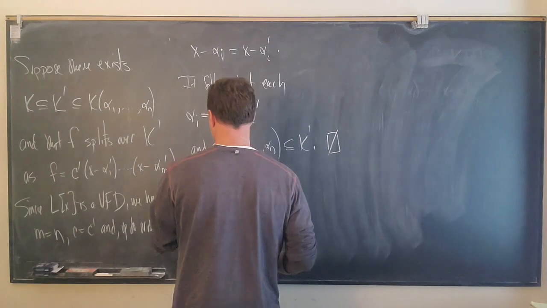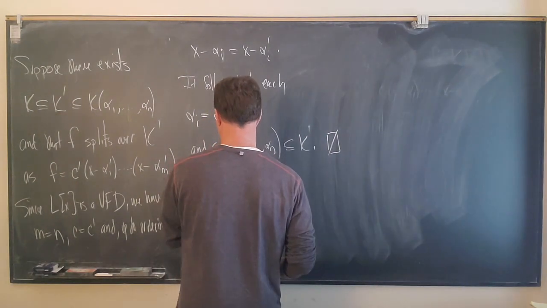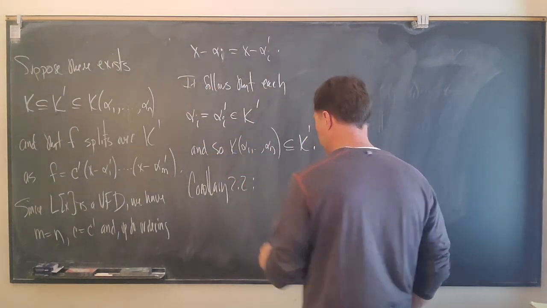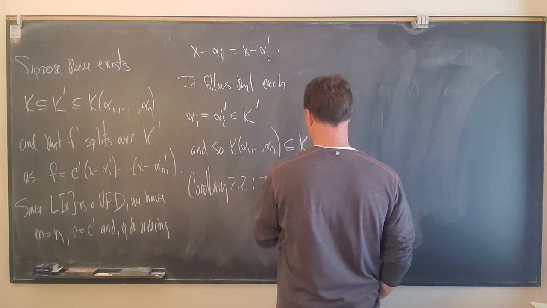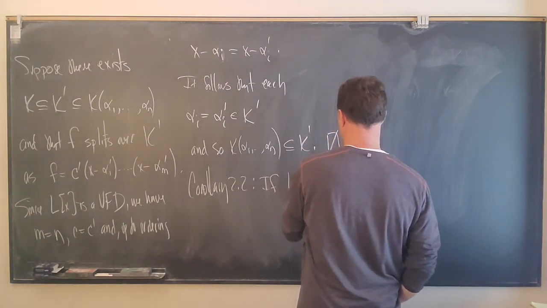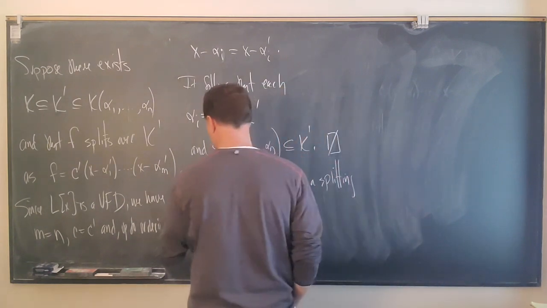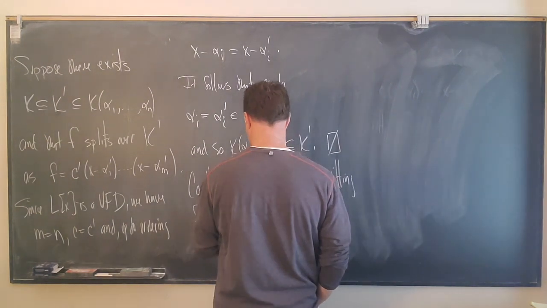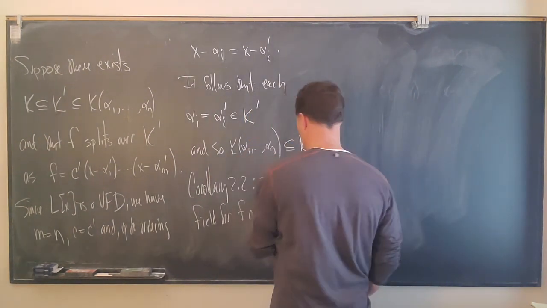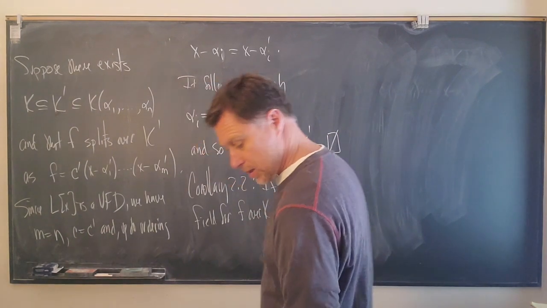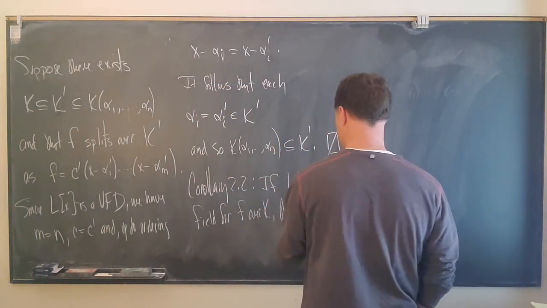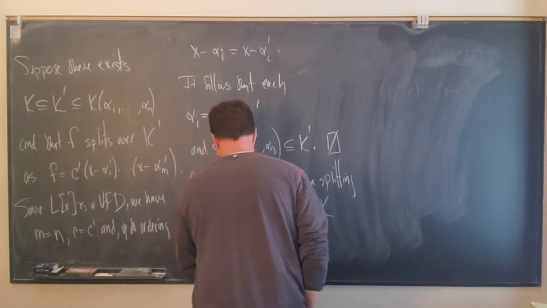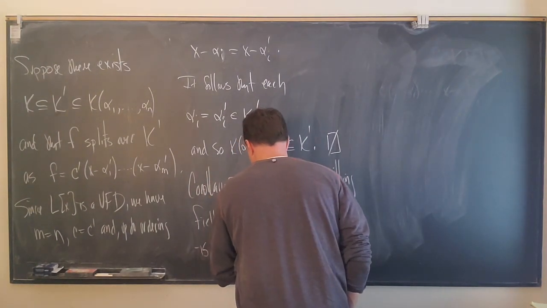As a quick corollary, so if L is a splitting field for F over K, then L over K is a finite algebraic extension.